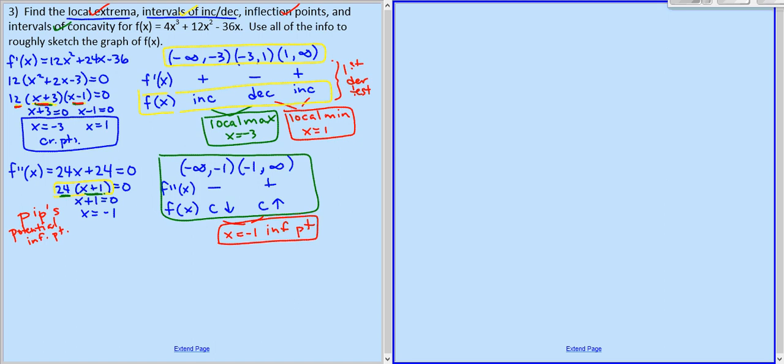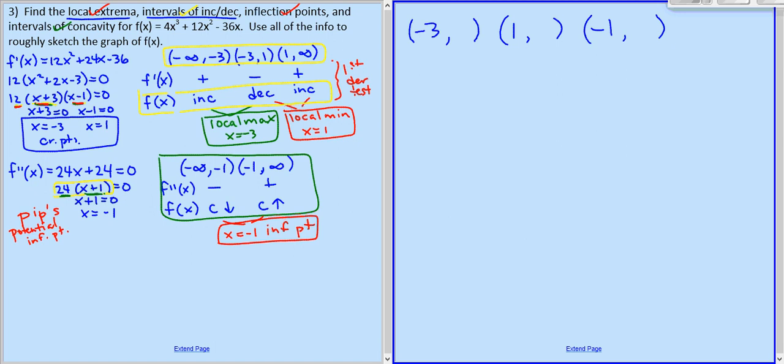First of all, we have some x coordinates. Let's find their y coordinates. So we had the important point that was a local maximum, -3 something. Let's find its y coordinate. We had a local minimum, 1 something. Let's find its y coordinate. And we have an inflection point, -1 something. Let's find its y coordinate. Find the y coordinates by substituting the x values into the original function.